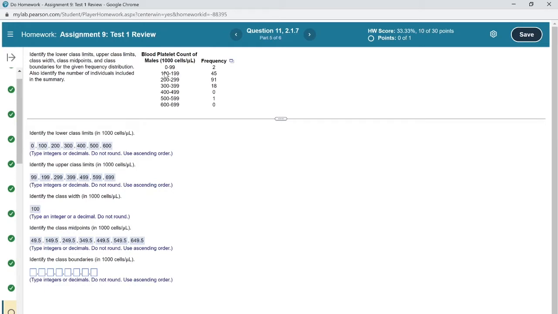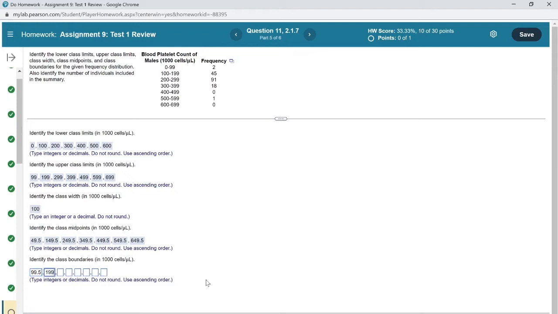That's called the boundary. So take the upper limit of the first class and the lower limit of the second class, 99 and 100. The midpoint of these values would be the boundary point. So in this case it's 99.5. The second one is 199.5. Now to find the rest of the boundaries, you just have to add the class interval.